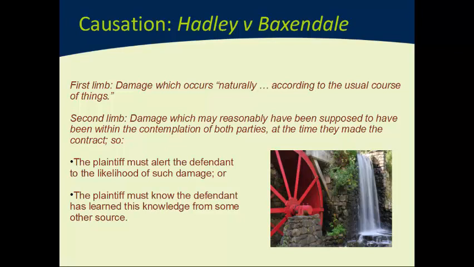So in other words, if this is something that both parties had on their minds at the time that they made the contract, well then it's pretty reasonable for the innocent party to expect to be compensated. We unpack this a bit by looking at two sub-thoughts underneath the second limb of Hadley and Baxendale. The first is that in order for the defendant, who in most cases is going to be the breaching party, to be said to have had the matter within their contemplation, either the plaintiff has to have alerted them to the likelihood of the damage, or the plaintiff has to find out that the defendant knows about that likely damage from some other source.